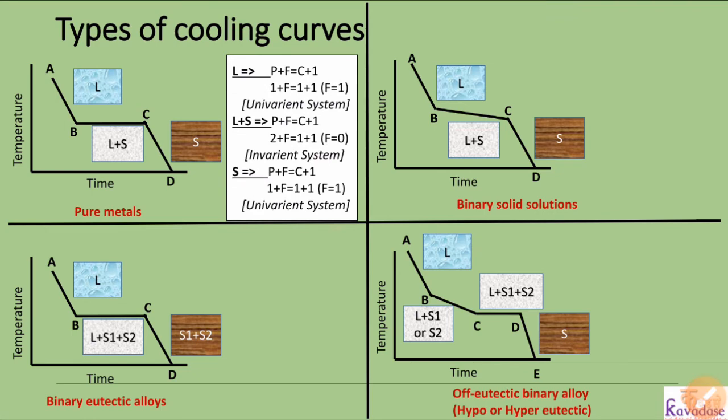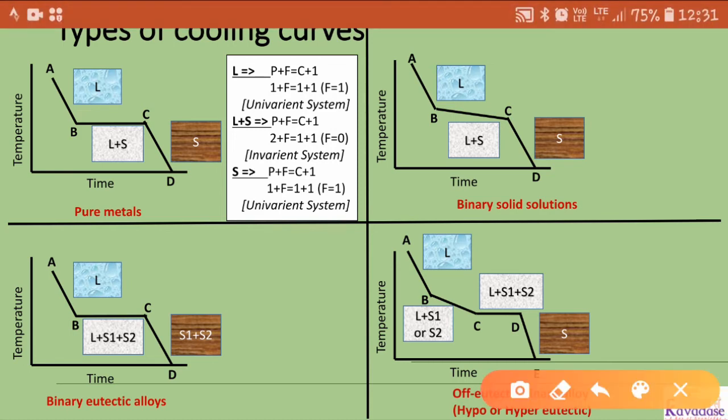Next one, this is the application of Gibbs phase rule here. For point A to B, you can see there is only one phase, the liquid phase. Here we have applied Gibbs phase rule, P plus F is equal to C plus 1. In A to B there is only one phase, liquid phase, means P is equal to 1, and F we need to calculate.